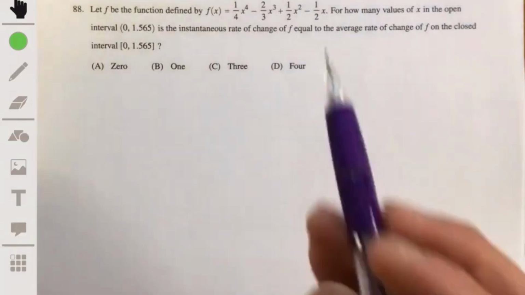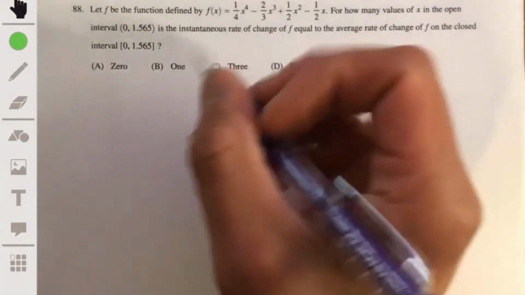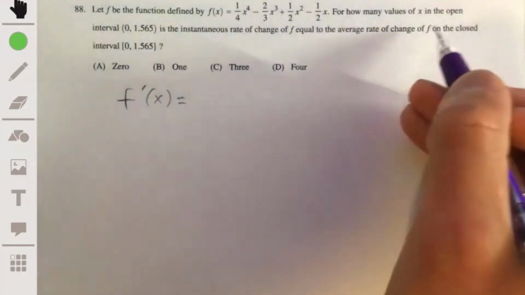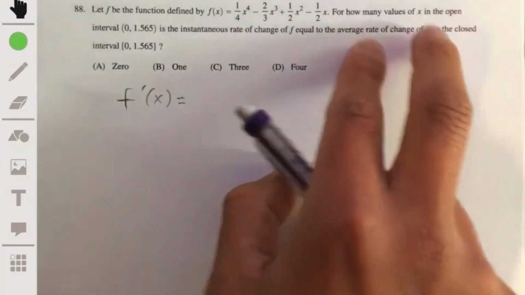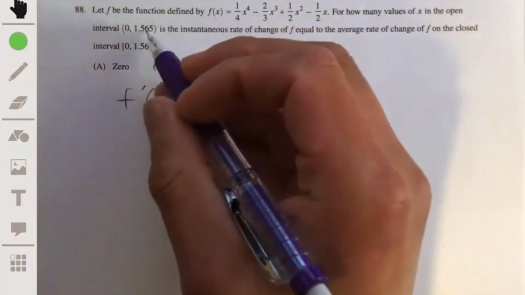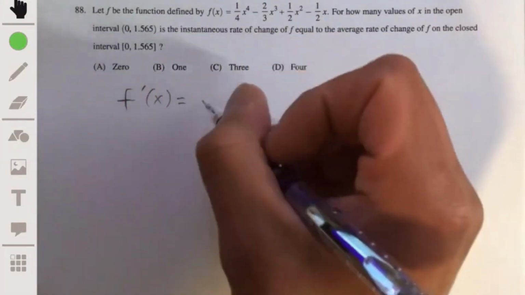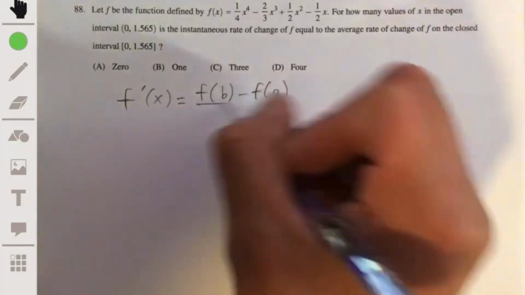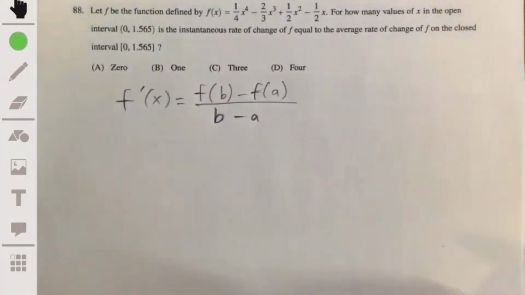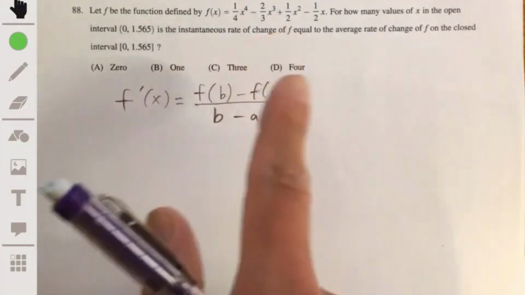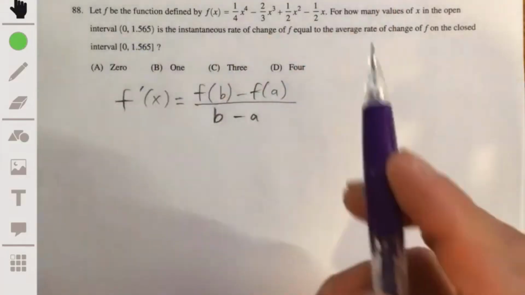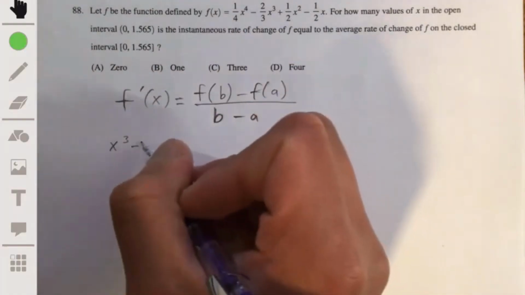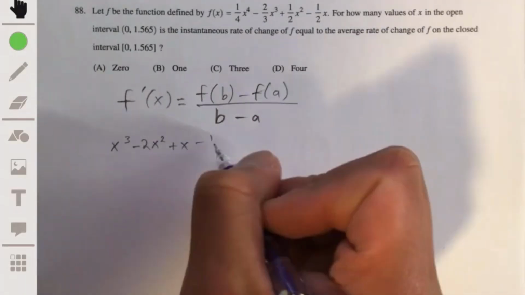When we say instantaneous rate of change, we're talking about the derivative f prime of x. When is that going to be equal to the average rate of change, which is basically like a slope on this interval? This will be f of b minus f of a over b minus a, just your standard slope. So then we just calculate what these are in this case. So f prime of x for this would be 4x cubed minus 2x squared plus x minus 1/2.